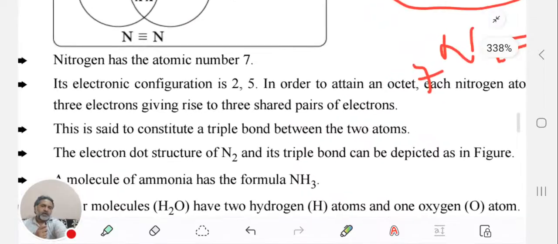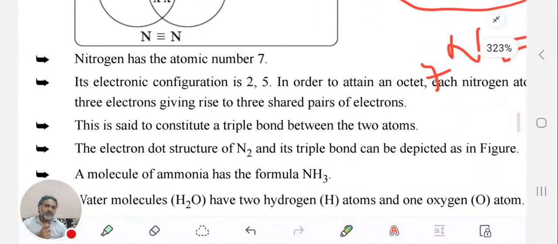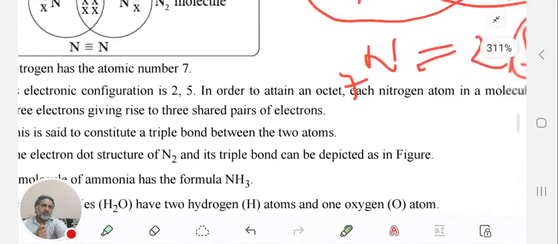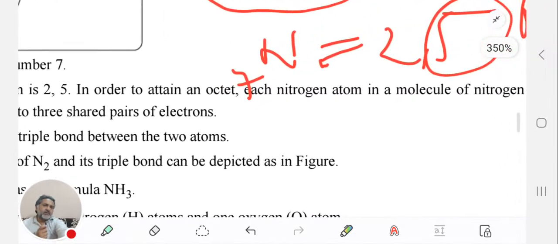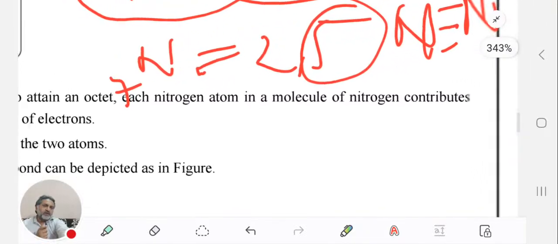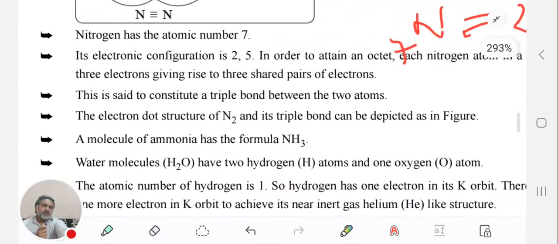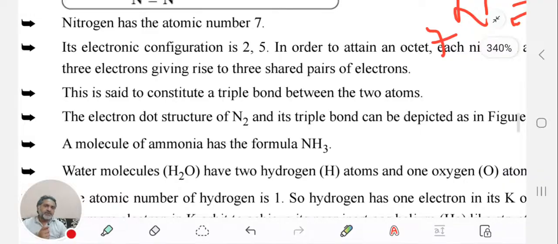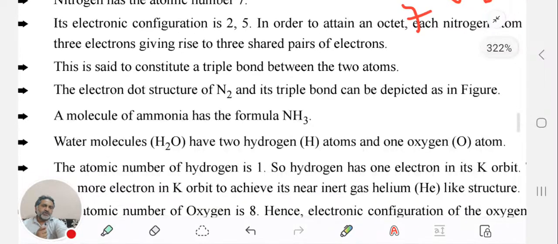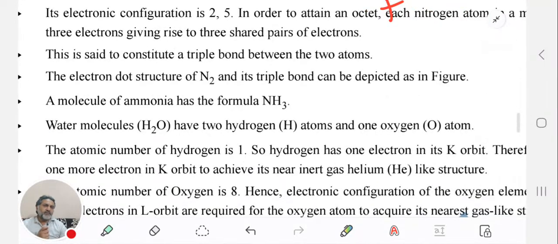Okay, so nitrogen has atomic number 7, so its electronic configuration is 2 and 5. In order to attain an octet, each nitrogen atom in a molecule of nitrogen contributes 3 electrons, giving rise to 3 shared pairs of electrons. This is said to constitute a triple bond between the two atoms. The electron dot structure of N2 and the triple bond can be depicted as in the figure.